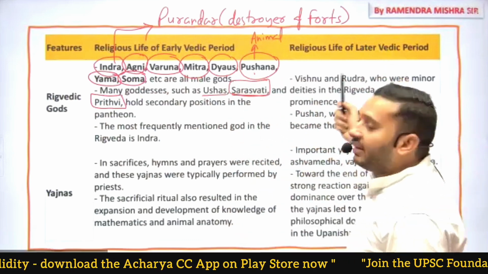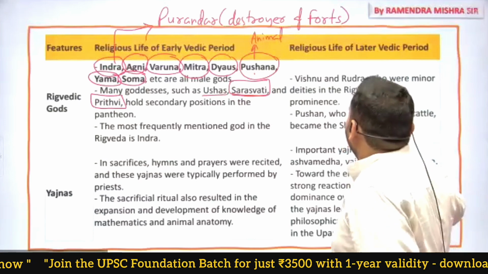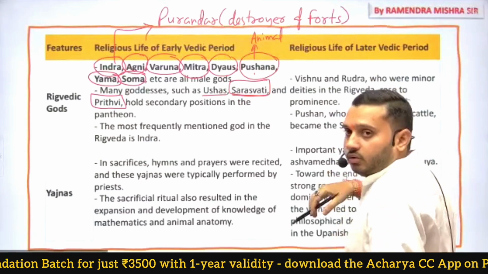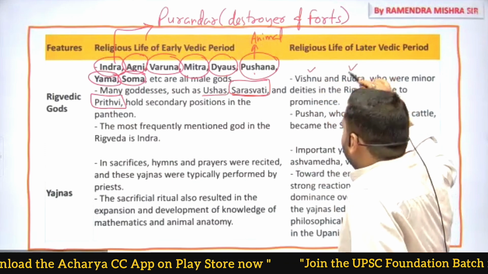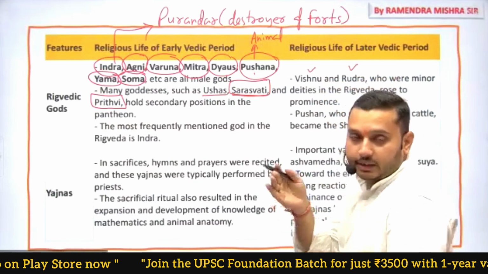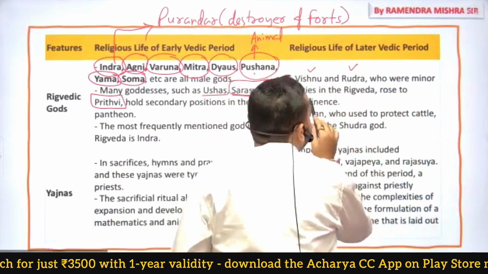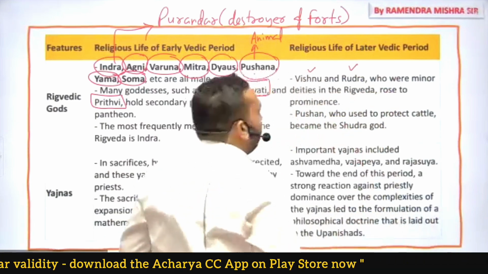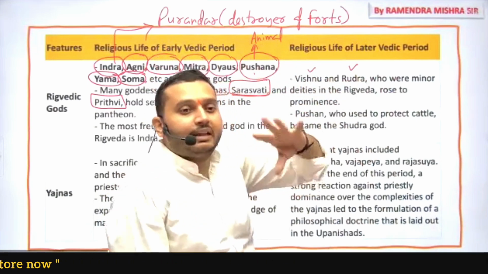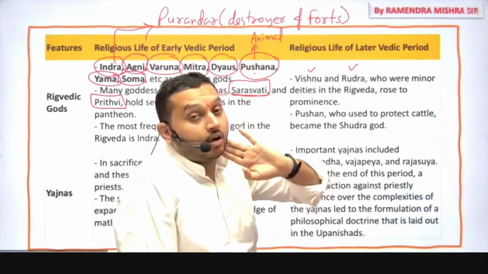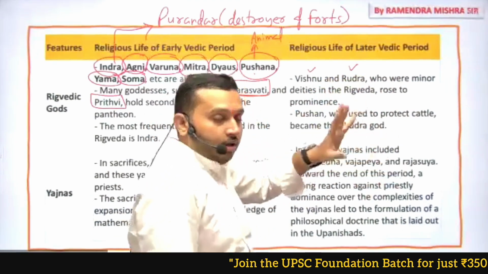In the later Vedic phase, there are some new gods now worshipped, for example, Vishnu, Rudra. Rudra is a primitive version of Lord Shiva. They were minor deities in the Rig Veda and rose to prominence. That means in the Rig Veda period, they are mentioned in the Vedas, but they are not any major god. They are not worshipped. But now they are worshipped and became prominent gods.